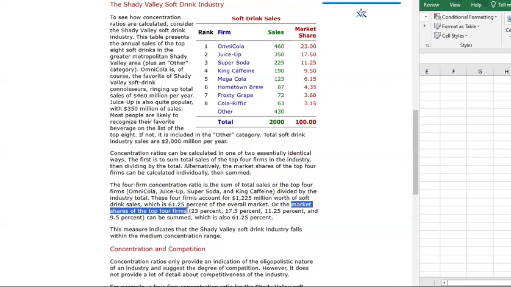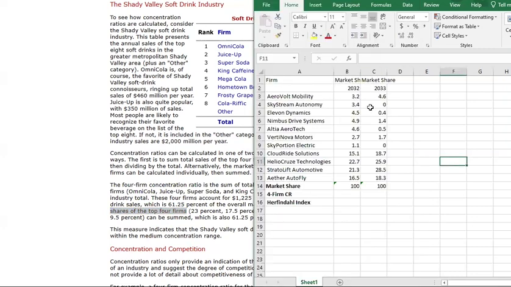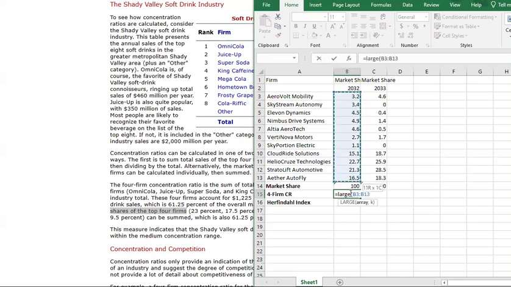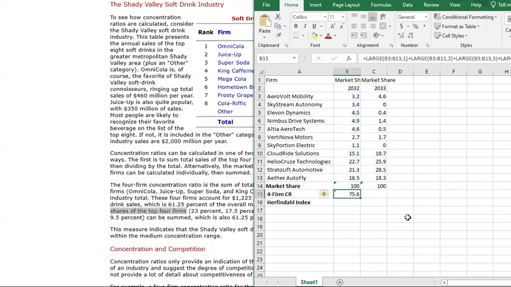Sum the top four market shares. Now, I don't have them sorted by market share because I have two different years. So what I'm going to do instead is use LARGE. I'm going to highlight the market shares from Aerial Volt down to Aether Otterfly. And I'm going to type a comma 1. That's the largest. And then I'm going to do that 3 more times, but I'll change this to second largest, third largest, and fourth largest. Add the largest, the second largest, the third largest, and the fourth largest. And I get 75.6. Now here's a cool thing. I can just drag this across to give me the four-firm concentration ratio for the year 2033.